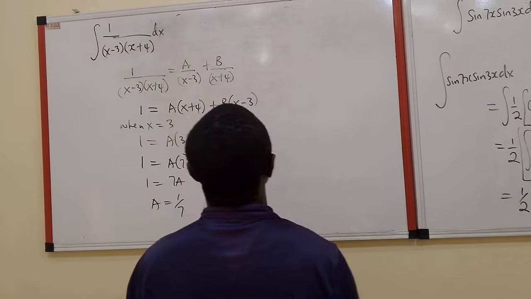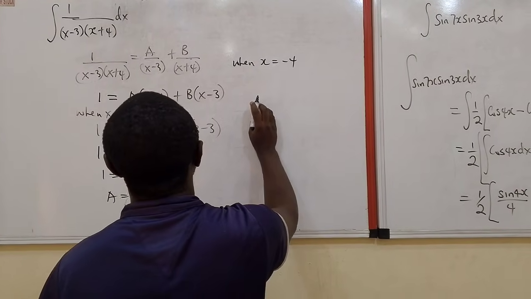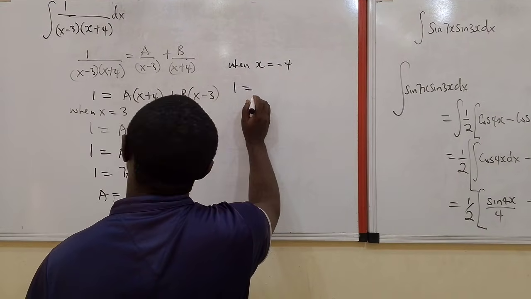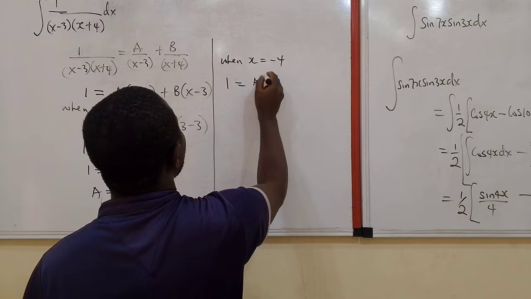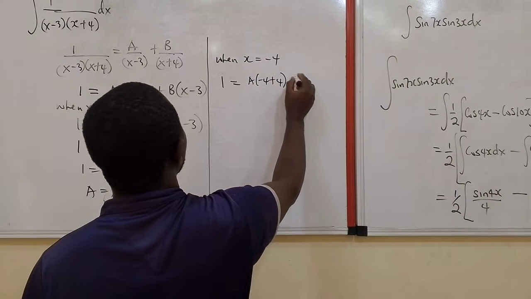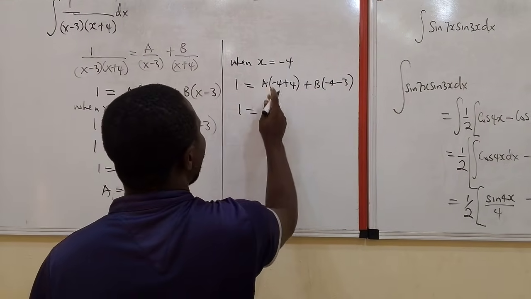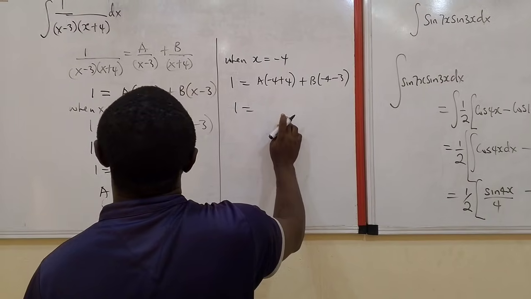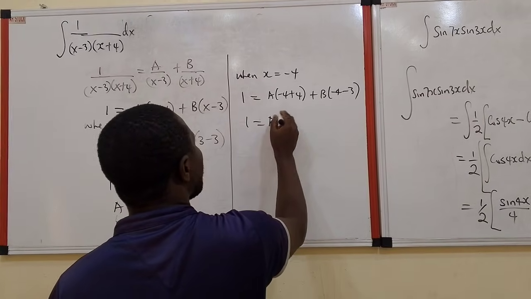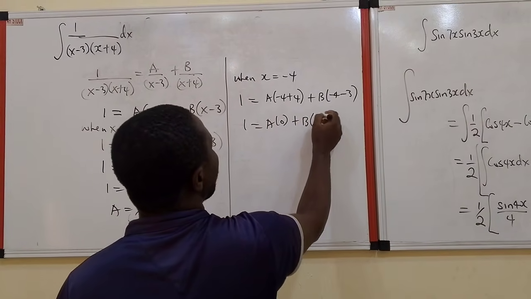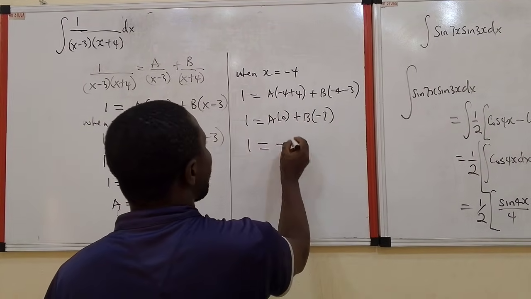Okay, let me use this side. When x equals minus 4, I have 1 will be equal to a into minus 4 plus 4 plus b into minus 4 minus 3. This will be 0, that will be 0. 1 is equal to a into 0 plus b into minus 7. 1 will be equal to a times 0 is 0. B times minus 7 will be minus 7b.